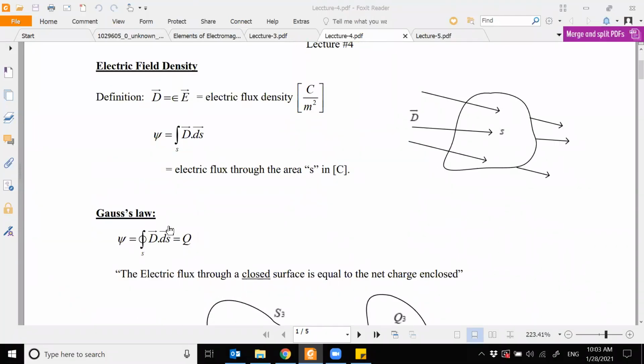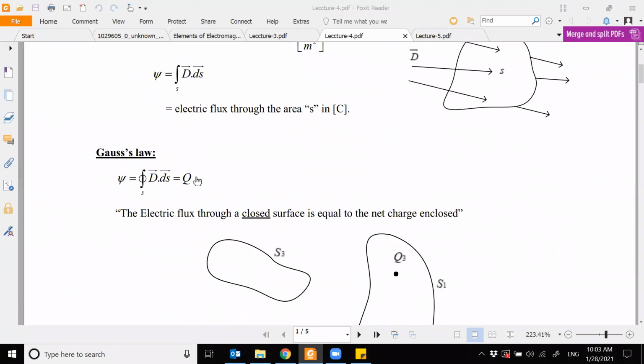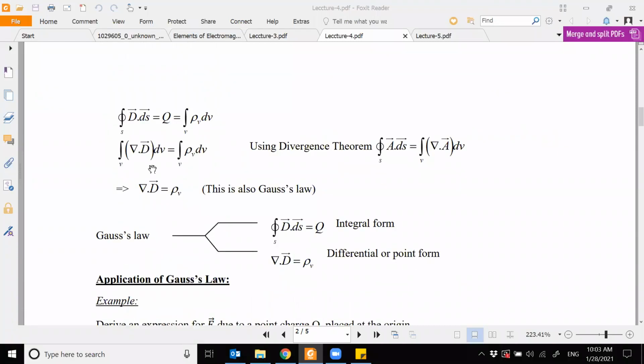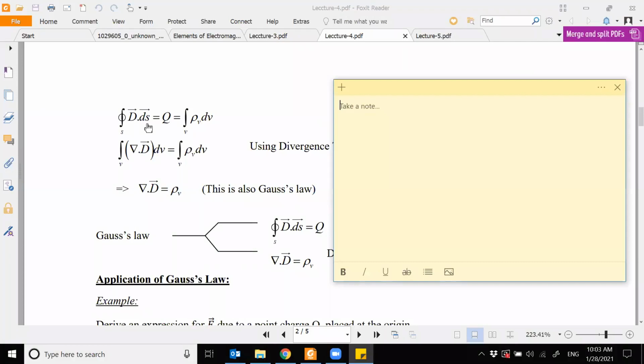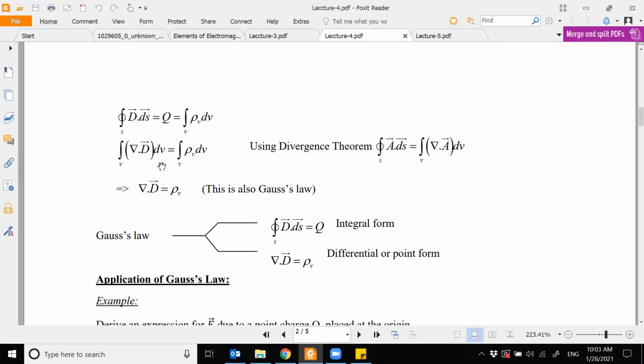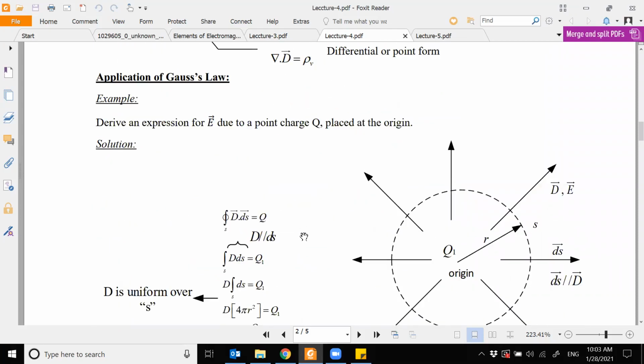Then we next looked at Gauss's law, and we saw that Gauss's law states that the closed surface integral of D dot dS is equal to rho v. That was Gauss's law. And then we also tried to represent Gauss's law in differential form. So we represented it in integral form as well as in differential form. This is the integral form of Gauss's law, and this is the differential form of Gauss's law. Now, I think this is the problem where we stopped.